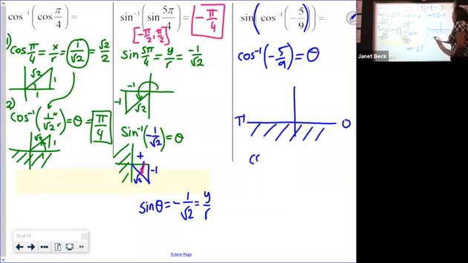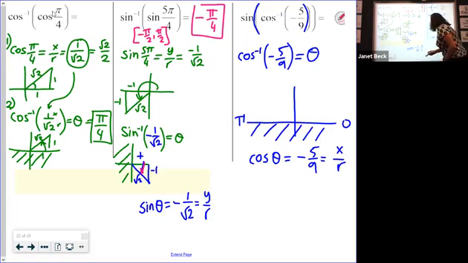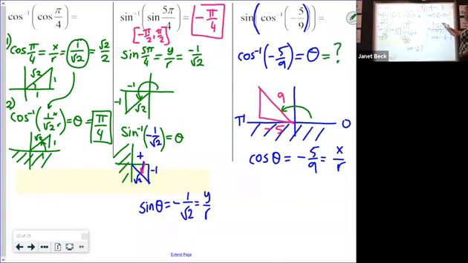And I know that the cosine of my angle is negative 5 over 9, which must be a ratio of an x divided by an r. And I don't know this triangle. This is not a triangle I know, where the x is negative 5 and the r is 9. That's this angle here. I don't know it. It's not a special angle. Mild panic. Not an angle we know.